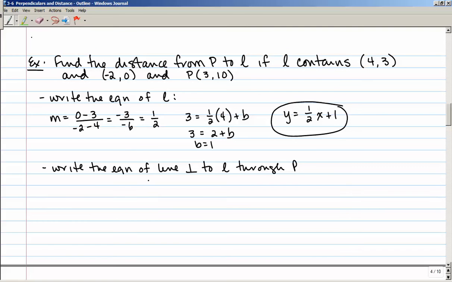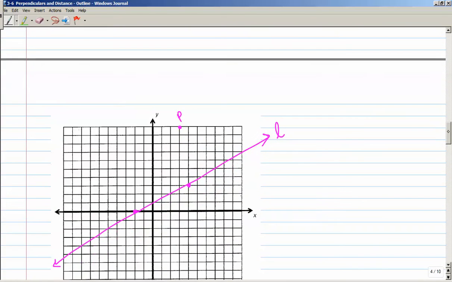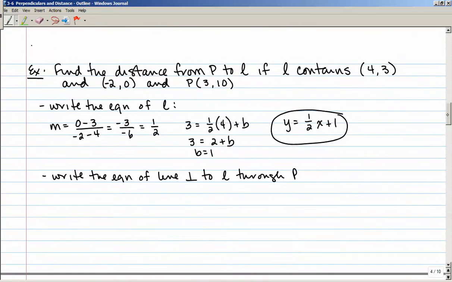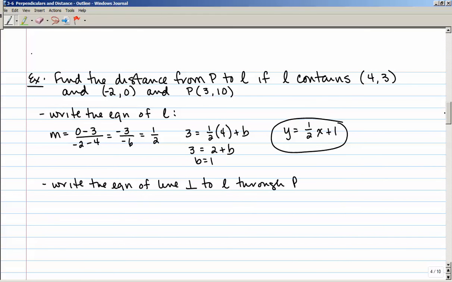Now I need the equation of the line that's perpendicular to L through point P. So what I need is the equation of this line going from P down to L, and what is its perpendicular. Well, I know what the slope of that line has to be. Since it's perpendicular to L, it needs to be the opposite reciprocal of the slope of line L. So the slope of L is 1/2.